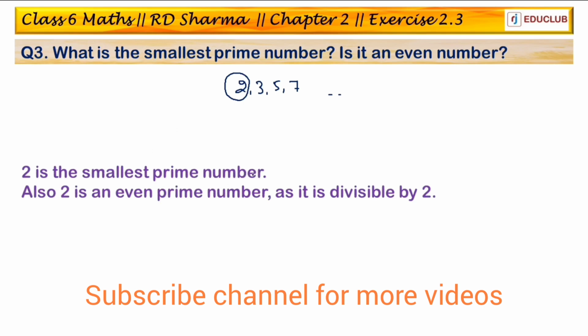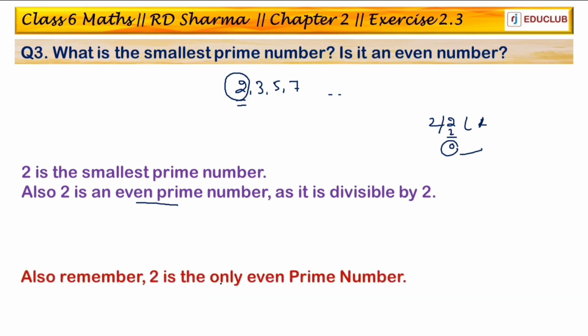2 is the smallest prime number and also 2 is the even prime number. 2 is the only even prime number as it is divisible by 2. Also remember, 2 is the only even prime number, no other prime number is an even number.